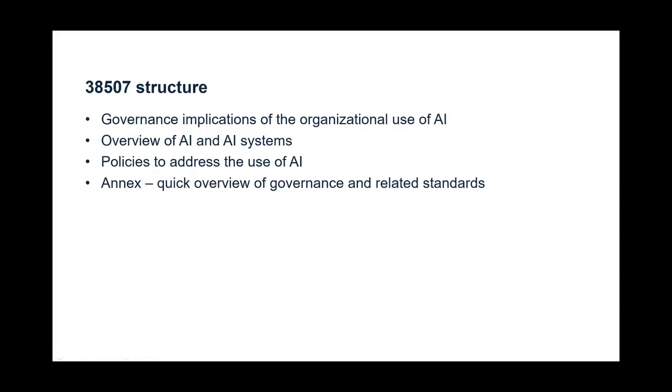So with that, I will hand over to Ali. Thank you, Geoff. To give a high-level overview of this specific standard, 38507 is structured as four main sections. It starts with the high-level governance implications of the organizational use of AI. Then it goes to an overview of AI and AI systems. The third section is basically some guidelines about how to create policies to address the use of AI in the organization. And then finally, an annex with a quick overview of governance and all of the related standards.